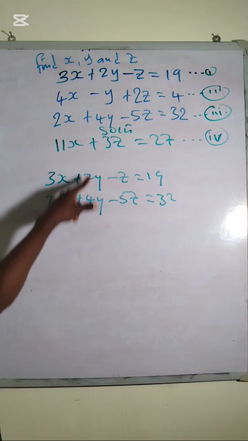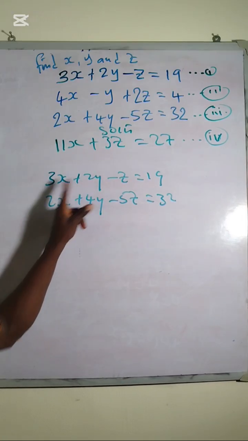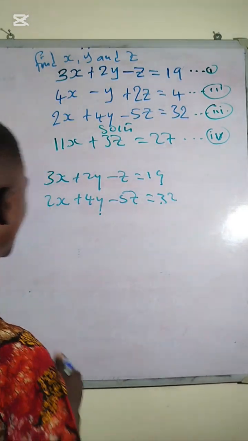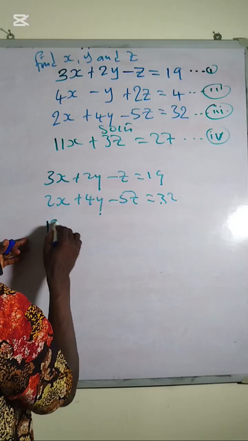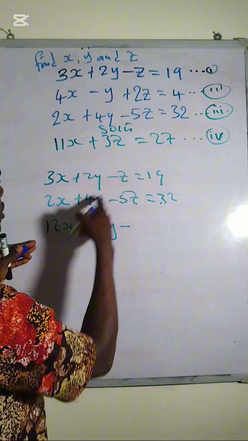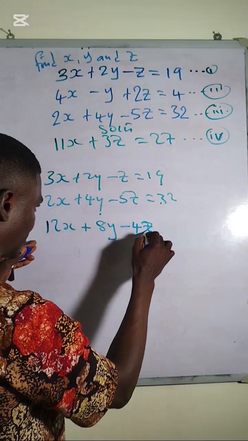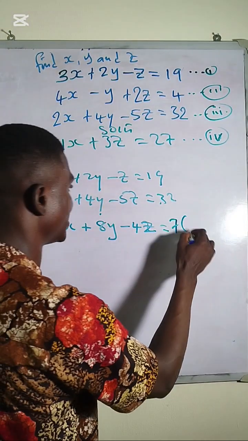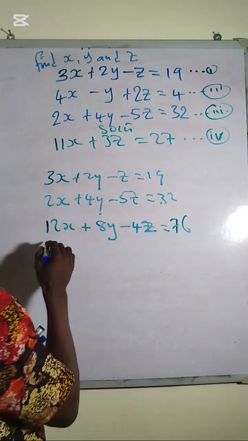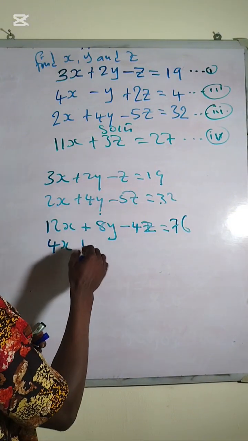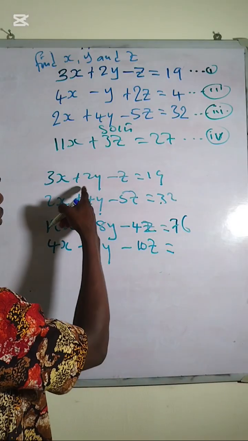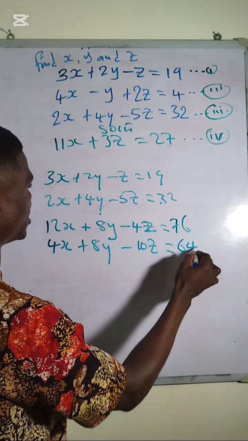We are going to be making their coefficients the same by using the coefficient of y here to multiply everything here, and use the same thing here to multiply everything here. Are we together? Yes. So let's start. 4 multiplied by 3 will give me 12x, right? Plus 4 multiplied by 2, 8y, minus 4 multiplied by z, 4z. 4 multiplied by 19 is 76. So we use this 2 to multiply everything here. So 2 multiplied by 2 will give me 4x. 2 multiplied by 4 will give me 8y. Minus 2 multiplied by 5 will give me 10z. Everything equals 2 multiplied by 32, that will give me 64.